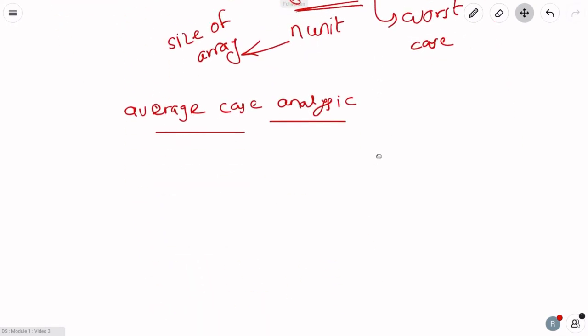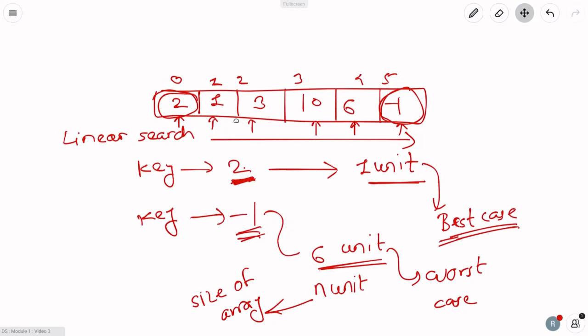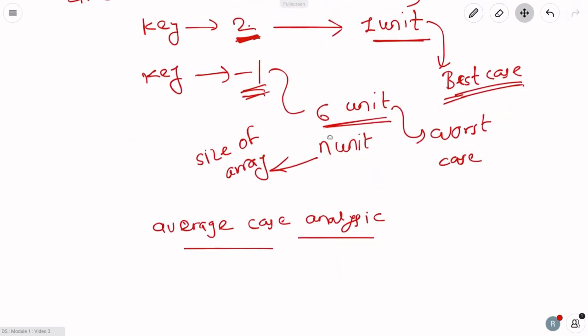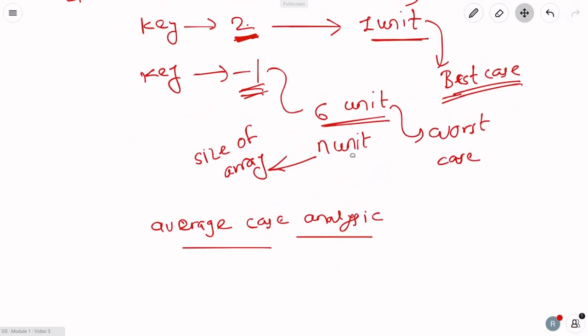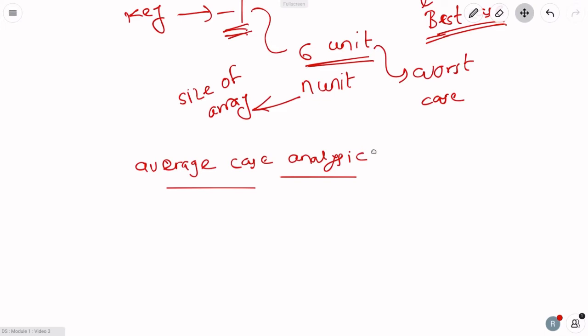So it's very simple. We calculate the time required for each and every possible key of an array. For this example we have linear search, but it depends which algorithm you are talking about. So in general, we calculate the time required for each and every possible input for that algorithm, and then we take the average of the time that we have got for each and every possible input, and by that average we analyze the algorithm, and that is something called average case analysis.